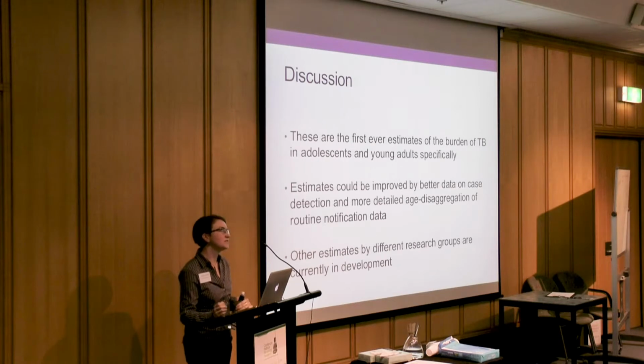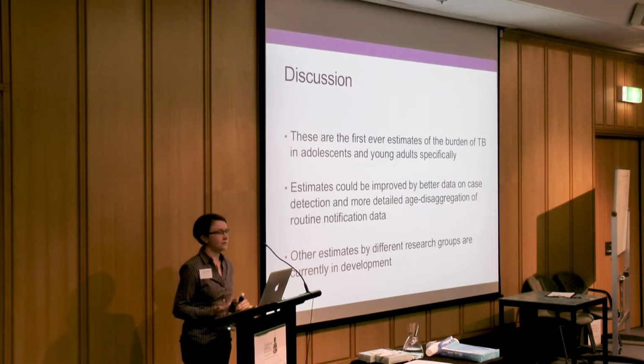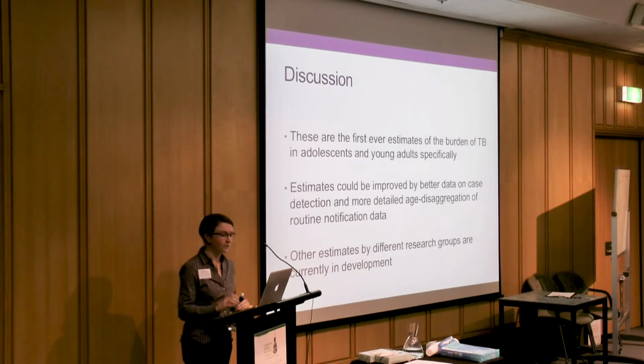Because these estimates assume that TB case detection is the same in adolescents and young adults as it is in older age groups, if anything, they're likely to be an underestimate. That concern is supported by data that have come out of the Philippines National Prevalence Survey and some other national prevalence surveys that have shown a bigger gap in case detection in adolescents and young adults than in other age groups. And that's consistent with what's known about adolescents and young adults' access to health services in general in low and middle income countries, that they often have reduced capacity to access services because they have reduced financial means.